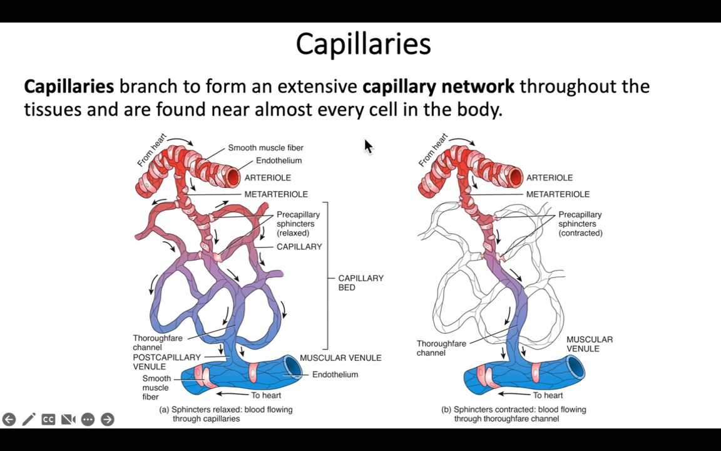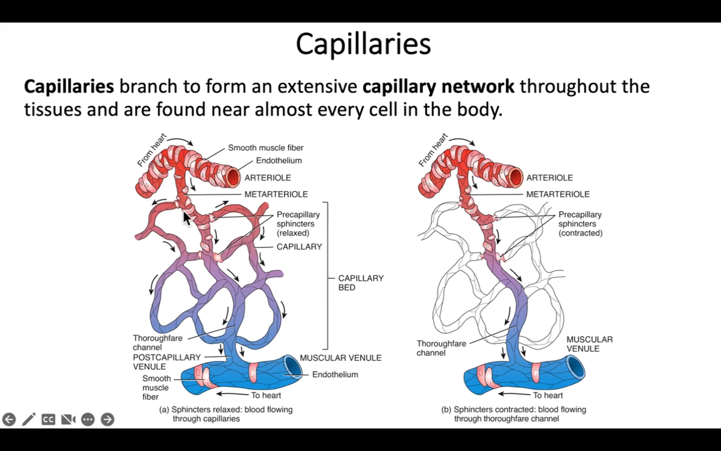Capillaries. Capillaries obviously are very important for allowing exchange, but we can also regulate blood flow into and through the capillaries. So this diagram is to show you that there are what's known as precapillary sphincters. So precapillary sphincters are little rings of muscle that surround the capillaries and just before the capillaries. So this is called a meta-arteriole.